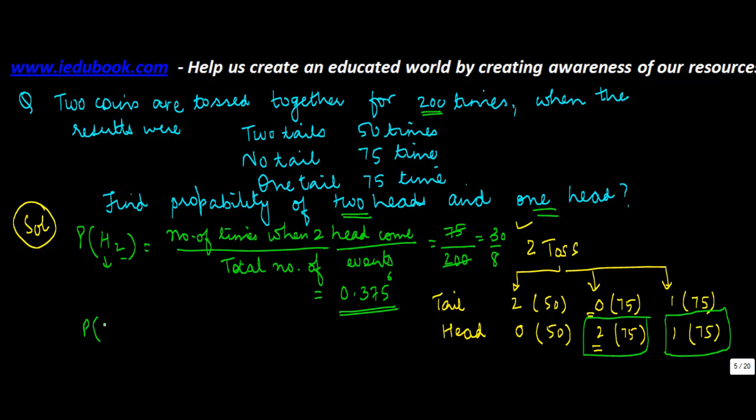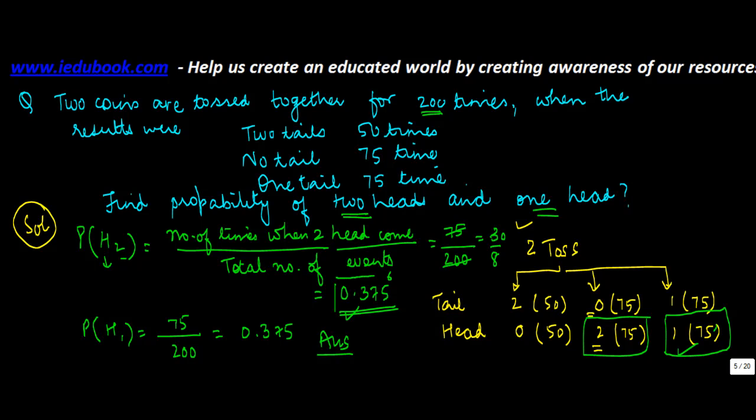Similarly, the probability of one head is again the number of times one head comes, which is 75 here, upon the total number of events, so 75 by 200, which we saw is 0.375. So that's your answer.